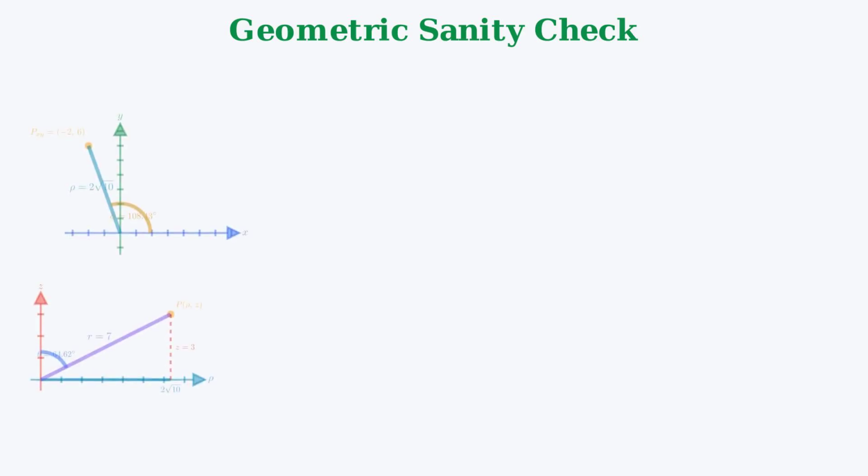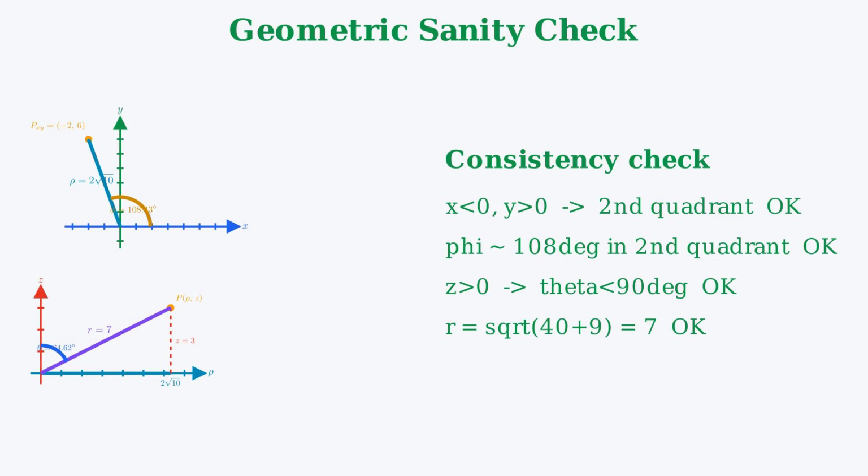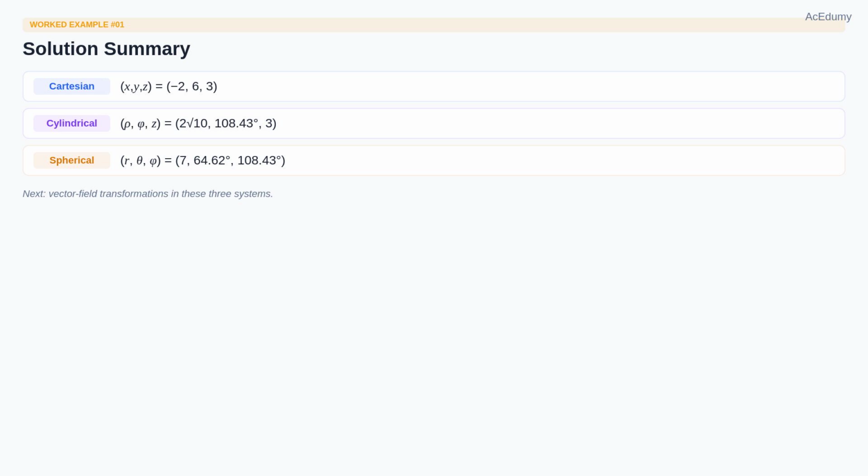Now a quick geometric sanity check. Our point has x negative, y positive, z positive. So in the xy plane, it lies in the second quadrant, and it sits above the xy plane. Phi around 100 degrees is consistent with being in the second quadrant. Theta around 65 degrees means the point is at a moderate tilt away from the z-axis, not at the pole, not at the equator. And r equals 7, a straight line of 7 units from the origin. Everything matches the picture. Quick recap.